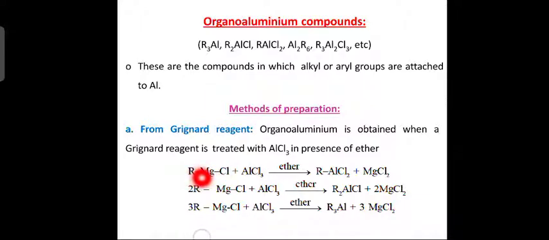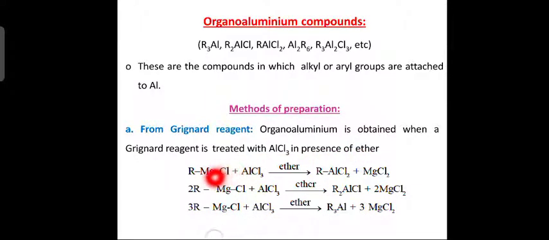What is the general formula of Grignard reagent? RMgCl. This is the halogen with Grignard reagent. Grignard reagents contain an alkyl or aryl group, magnesium and then halogen. So the halogen here taken is chlorine, that's all. So RMgCl plus AlCl3 in the presence of ether as a solvent, you get what? RAlCl2 and then MgCl2.